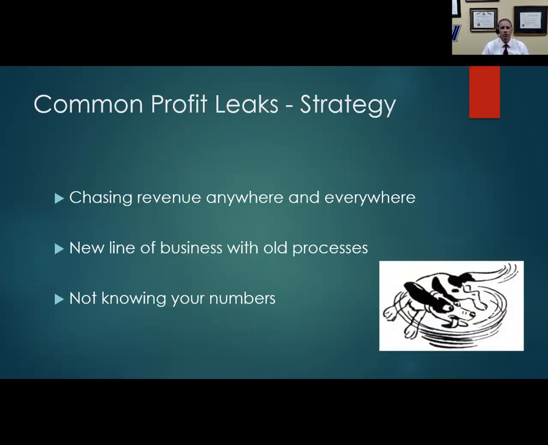The third area we talked about as far as profit leaks is strategy. And this is really the thought process primarily of ownership and somewhat management. This is the direction of the company. So one item that I see is a big problem is chasing revenue anywhere and everywhere. So for example, I'll take a service business. I'll take a law firm. Let's pick on lawyers.